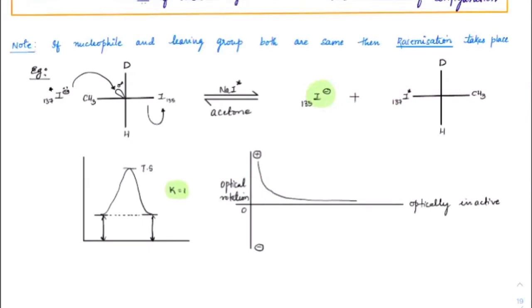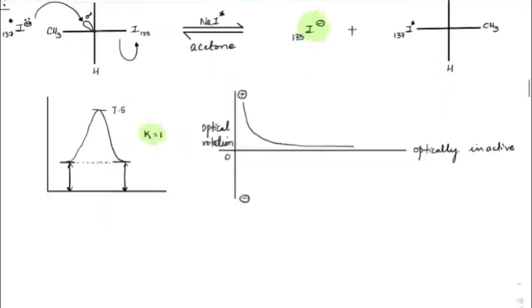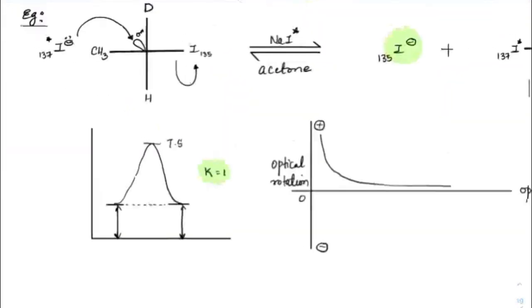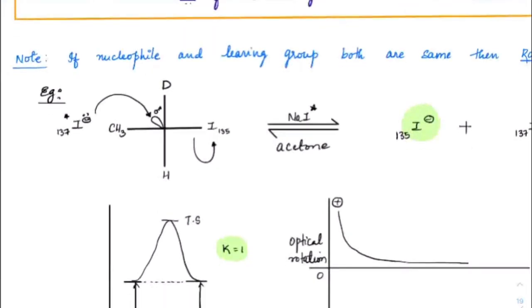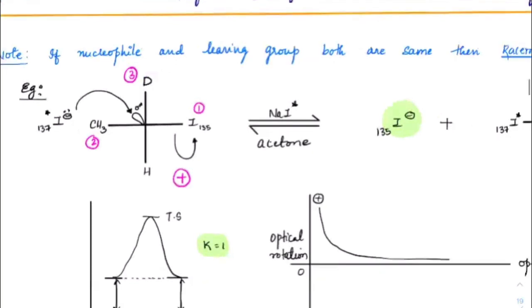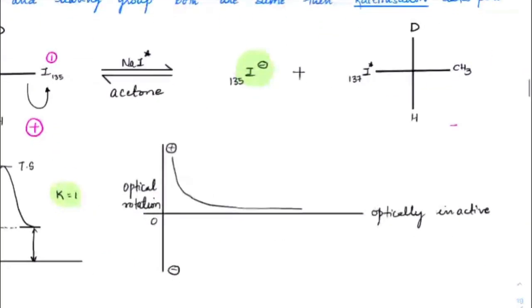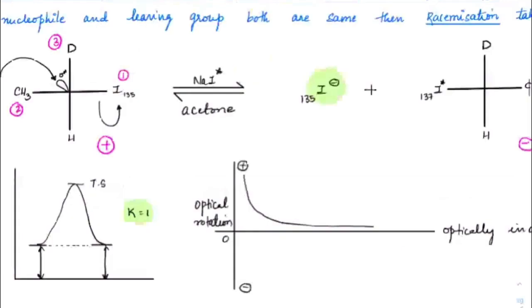So there would be equal rate in the forward direction as well as the backward direction here. What happens to the optical activity? Let's say this is priority 1, priority 2 and priority 3. So it is R configured, or I'll write it as plus configured. From plus configuration, it is changing to minus configuration, right?